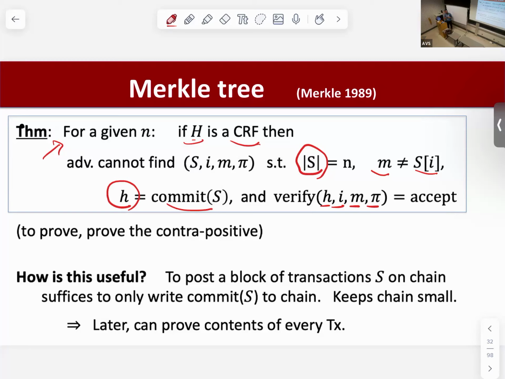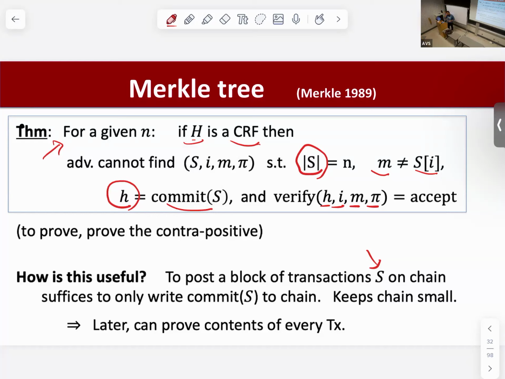But why is this a useful thing to do? Because essentially all I need to do for transaction list S is store the root of this tree. I don't need to store anything else. And I have this method to prove every single message in this system if I want.